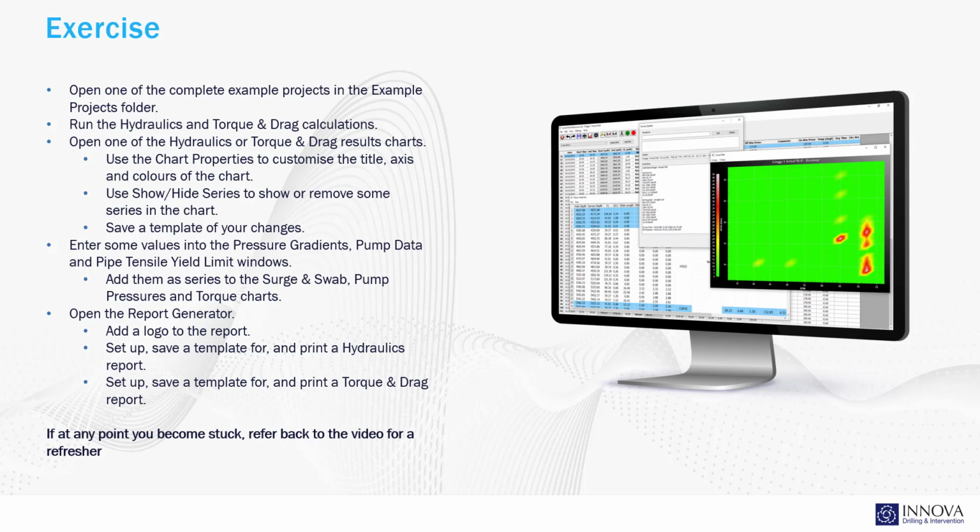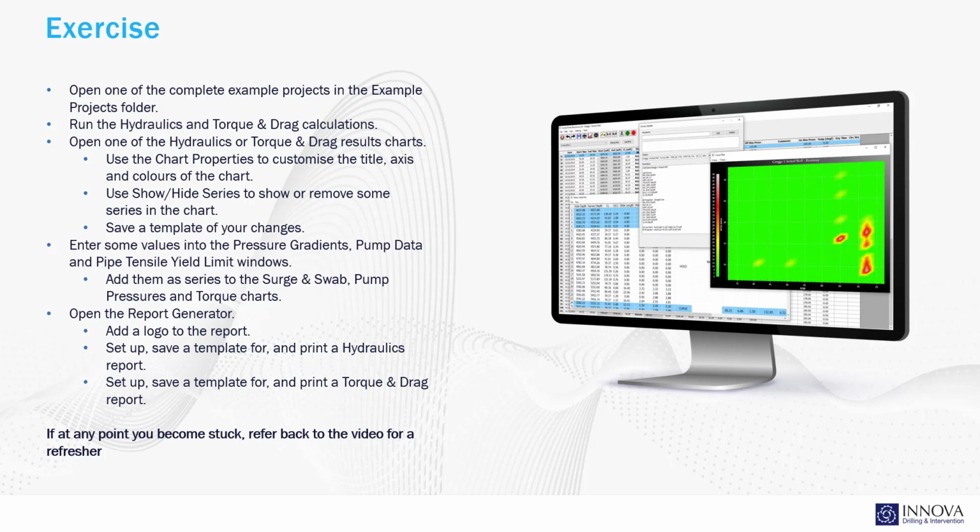Once you're viewing a chart, have a play around with the functions in the toolbar, but make sure you cover the 3 points below. So use the chart properties to customize the title, the axes, and the colors of the series in your chart. Use the Show Hide Series tool to remove or add a few series in the chart. And then finally, use the Save Template function to save your changes.